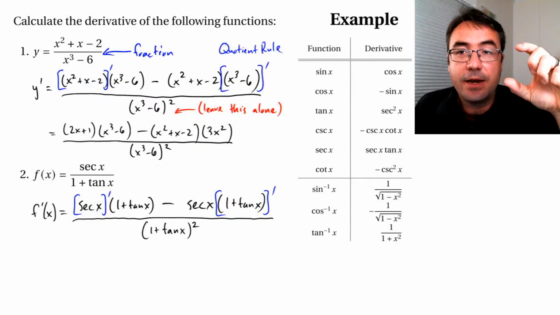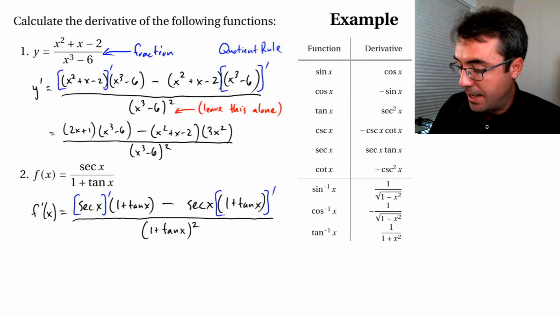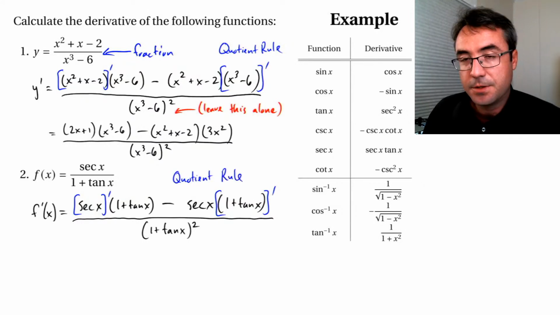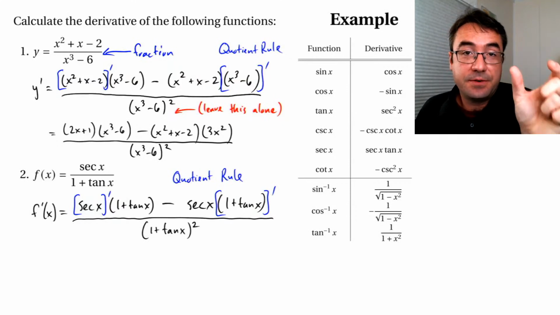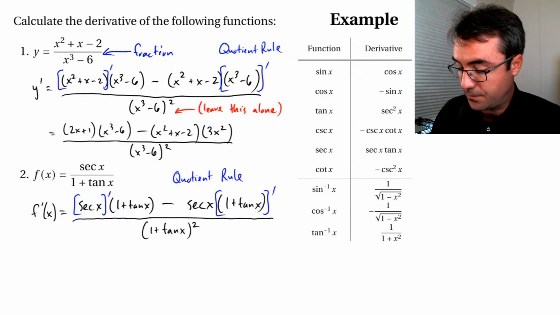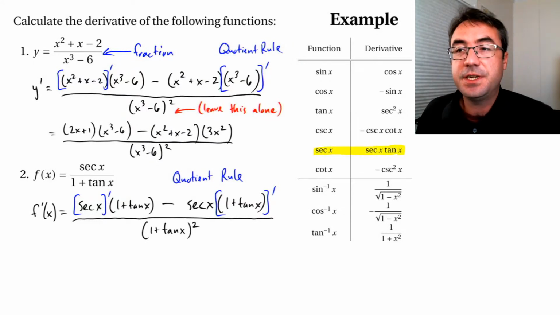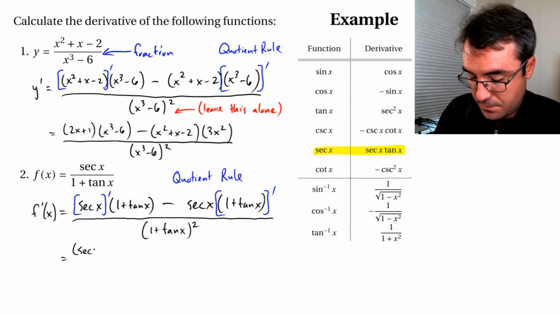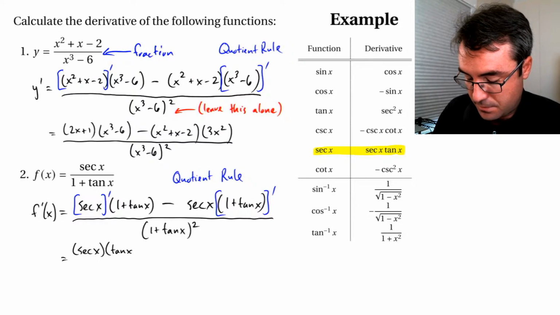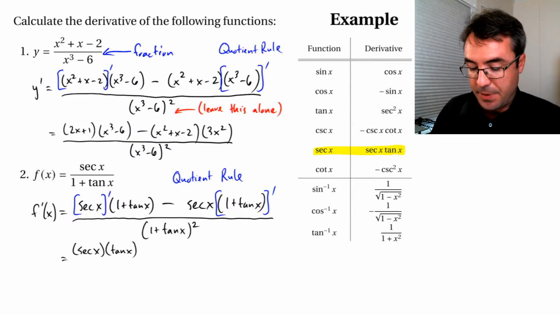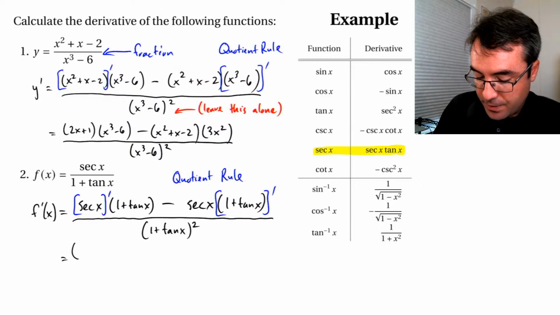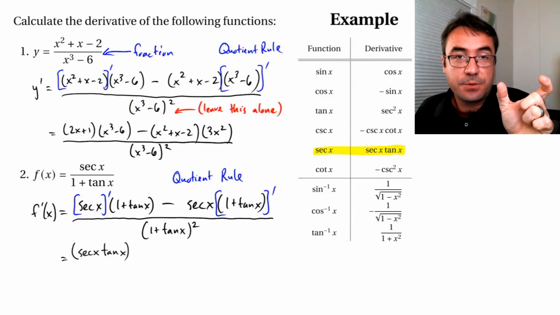All right, so that's quotient rule. We had a fraction, saw that it was x terms on the top, x terms on the bottom, and we applied the quotient rule. Now all that's left is to just differentiate those terms in the brackets. For secant x, what's the derivative of secant x? It's secant times tan. Let me get rid of the parentheses there. So the derivative of secant x is secant times tangent. That's the derivative of that first bracket.